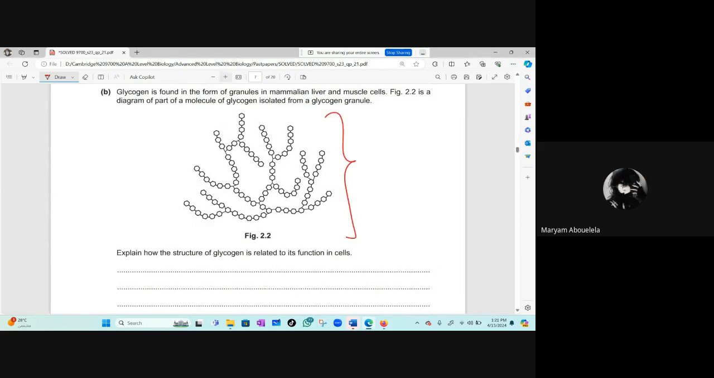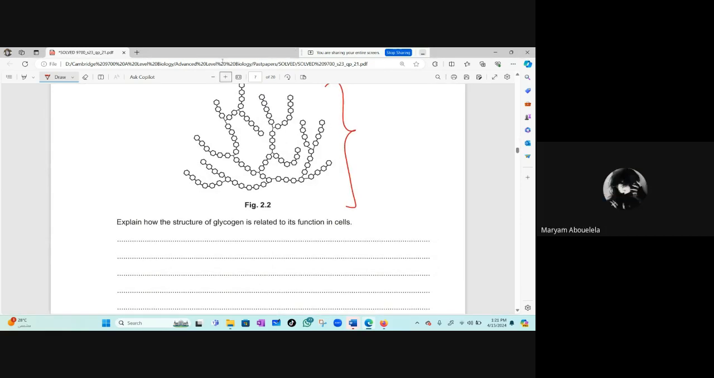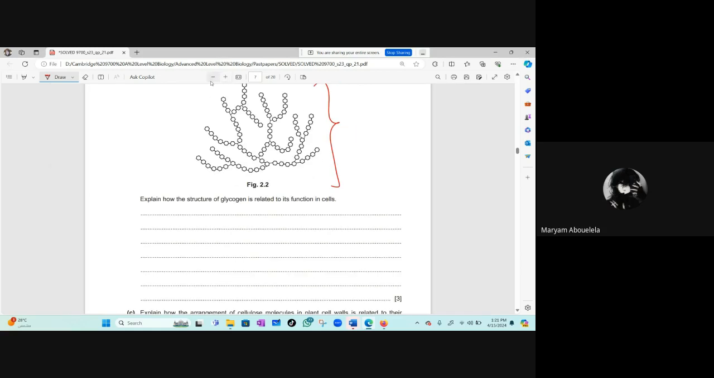Okay. Describe the structure of glycogen first. Glycogen is made of alpha glucose and it is branched. And how does this help it in its function? Glycogen is used in storage, therefore, the branching makes it easy to break down to provide energy for the cell. Very good. Easy to break down, and when it's broken down, it provides energy.